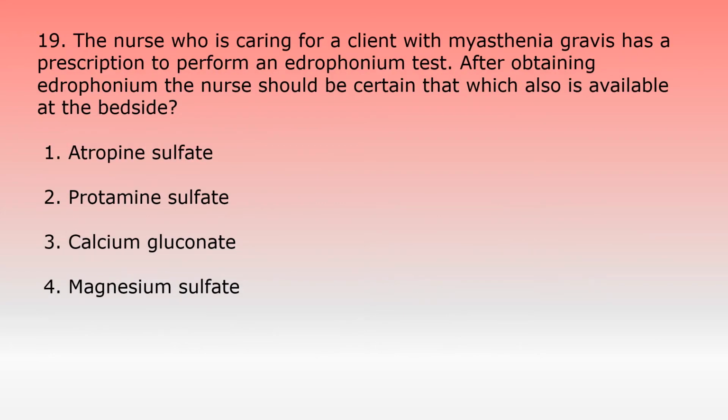The nurse who is caring for a client with myasthenia gravis has a prescription to perform an edrophonium test. After obtaining edrophonium, the nurse should be certain that which also is available at the bedside? 1. Atropine sulfate. 2. Protamine sulfate. 3. Calcium gluconate. 4. Magnesium sulfate.